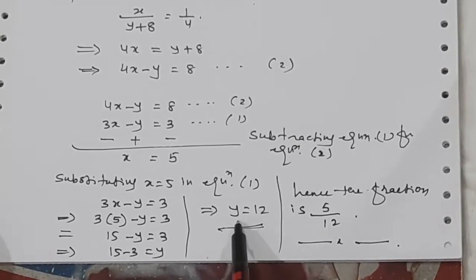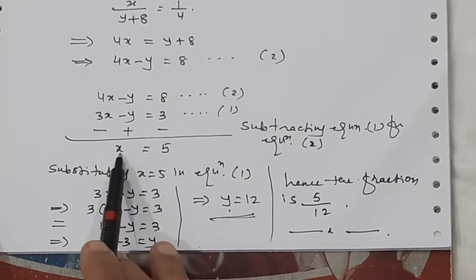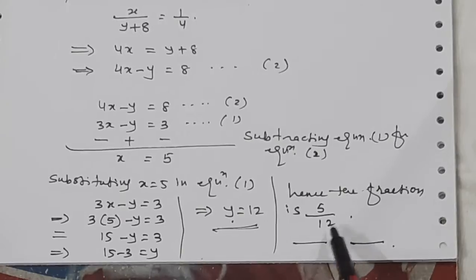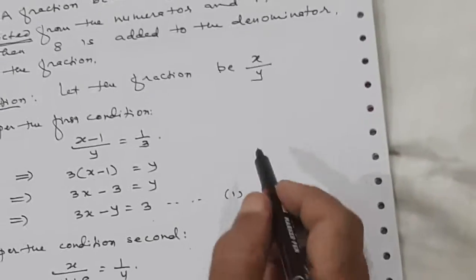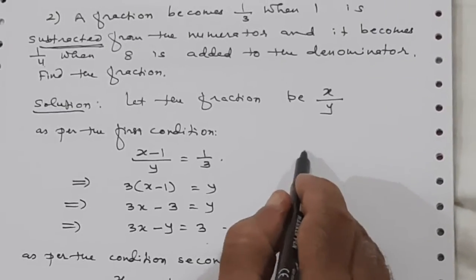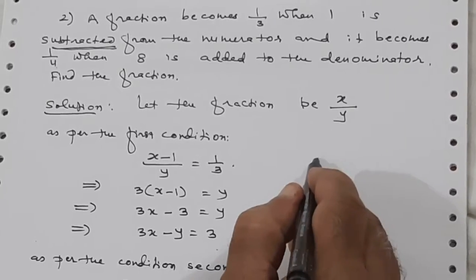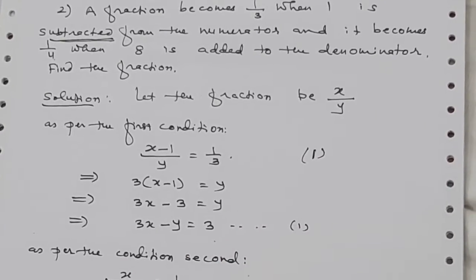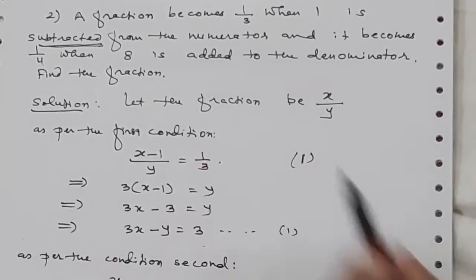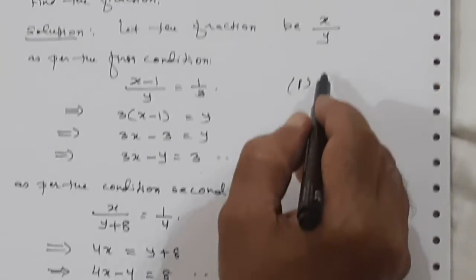So now what is y? Denominator. And what is the numerator? X. So 5 upon 12. Now let us check the condition number 1. What is the condition number 1? 1 is subtracted from the numerator.